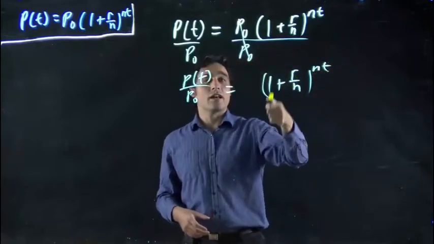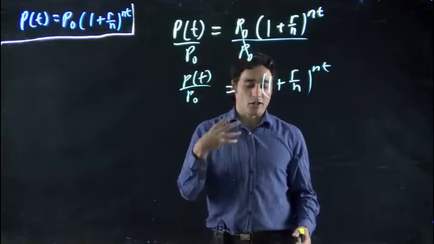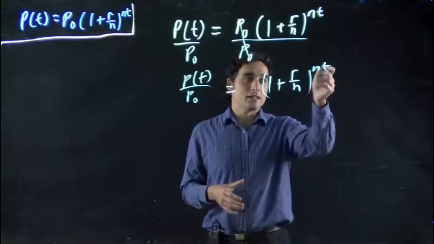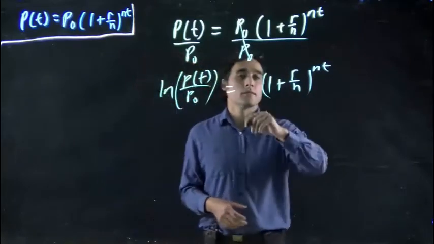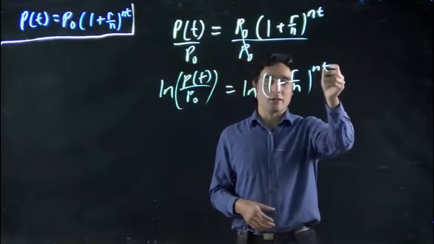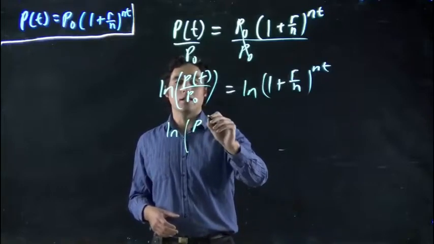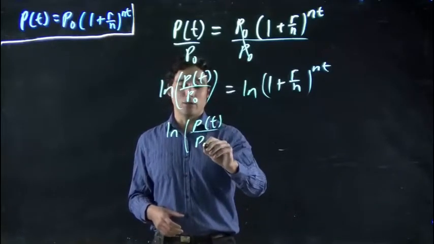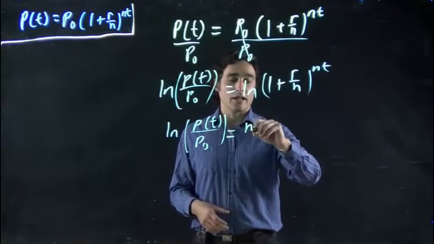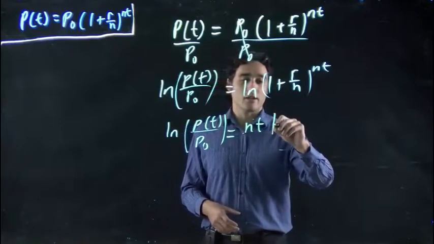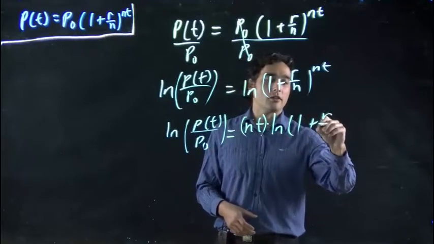Still want to get R on its own. Now I somehow have to get rid of this bracket. Well, remember, we've been looking at using ln or log to the base something to get rid of a power. So that's what we're going to do. Take ln of both sides. Why? So I can bring this NT term down in front. So I have ln of P of T over P0. And this is going to be a messy one. I'm warning you now as we do it. This is going to start looking pretty bad. Because we have NT in front, all times ln of (1 + R/N).